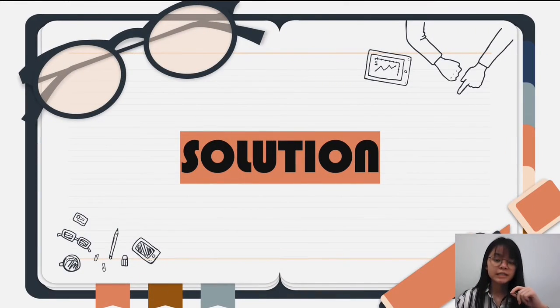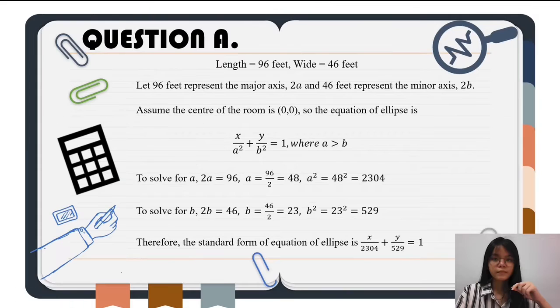Okay, so let's discuss the solution. Question A. From the problem statement, we know that the length and the width of this room are 96 feet and 46 feet respectively. We let the 96 feet represent the major axis, which is 2a, and 46 feet represent the minor axis, which is 2b. Then we assume the center of this room is at the origin. So the equation of the ellipse is x squared over a squared plus y squared over b squared is equal to 1, where a is greater than b.